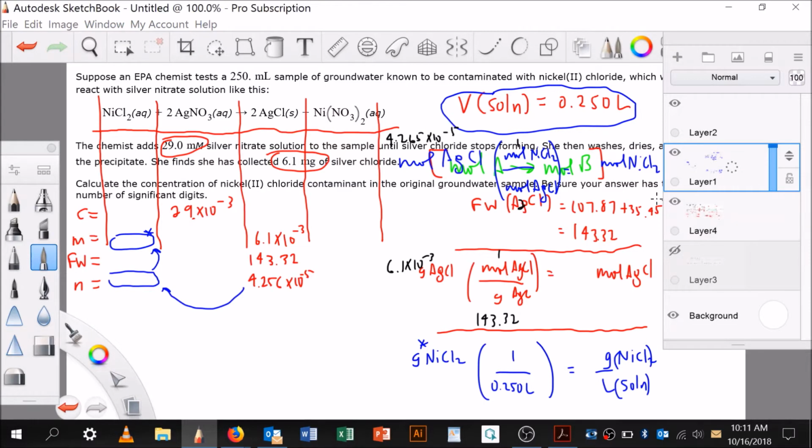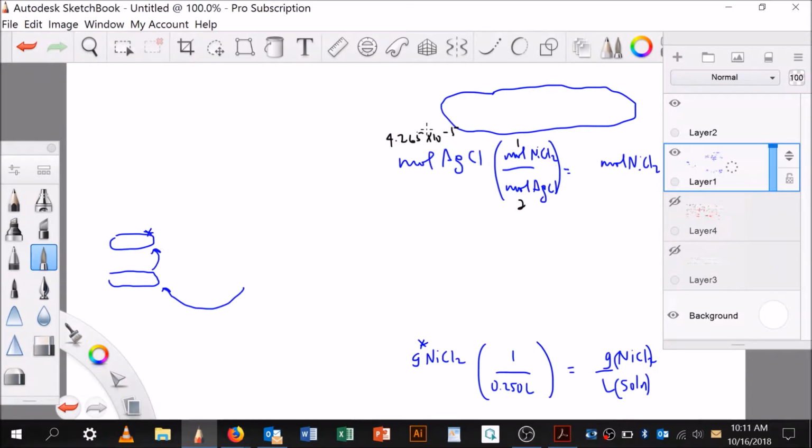Let me come back over here and verify. There's my 2, and here's my 1. That's right. So my molar ratio was 2-to-1. So it looks like I'm going to take that number divided by 2. Okay? Divide by 2 equals 2.128 times 10 to the minus 5.